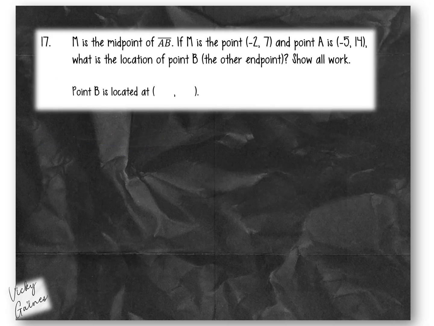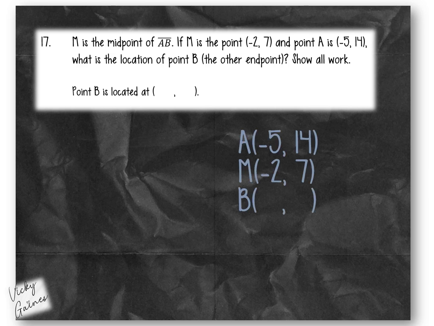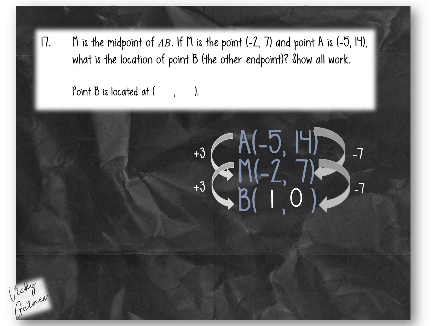17. M is the midpoint of segment AB, and they tell us the midpoint. So it's like another one we did just a little while ago. Stack them up. So A is the point -5, 14. M, our midpoint, is -2, 7. We're trying to find the other endpoint, point B. Let's see what happened. To go from A to M, we went up by 3. Do it again, and we're at 1. Let's see about the y's. We went down by 7, do it again, and we're at 0. So the location of point B is at 1, 0.